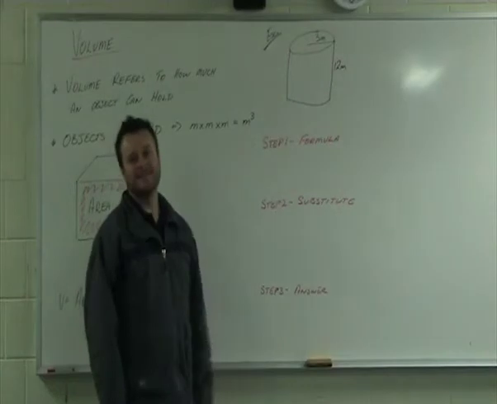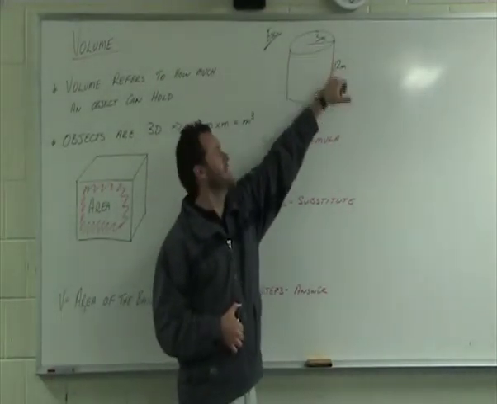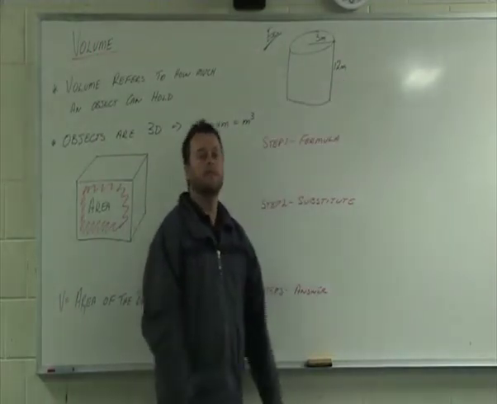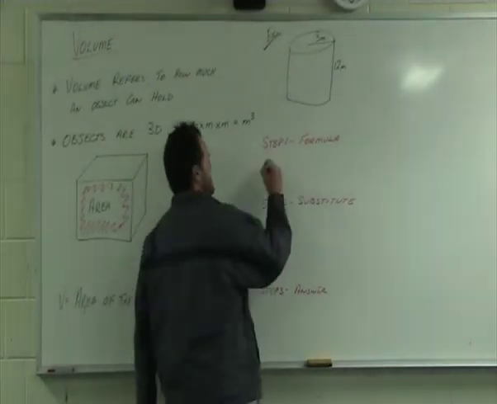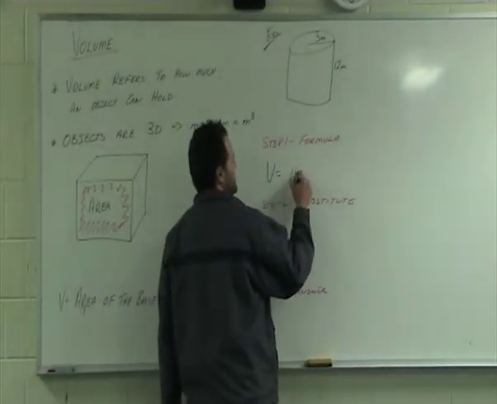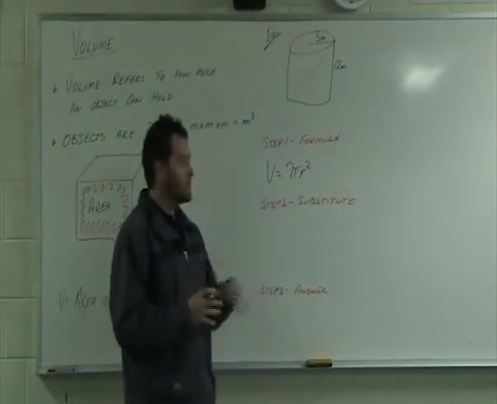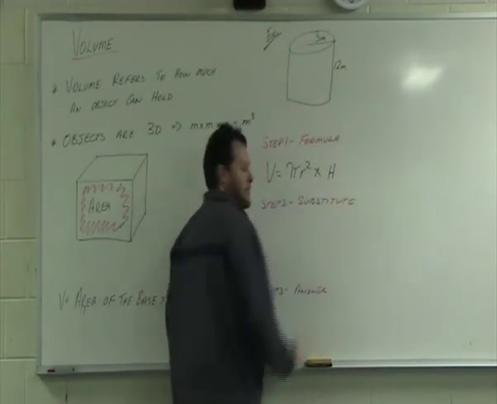I'm not the best drawer, but we'll have a go. What we're looking at here is a cylinder. It has a radius up the top of 3 and a distance down here, or a height of 12 metres. So let's get a formula going. The volume is equal to pi r squared, because our base shape is a circle, and that's the area of the circle, multiplied by the height.